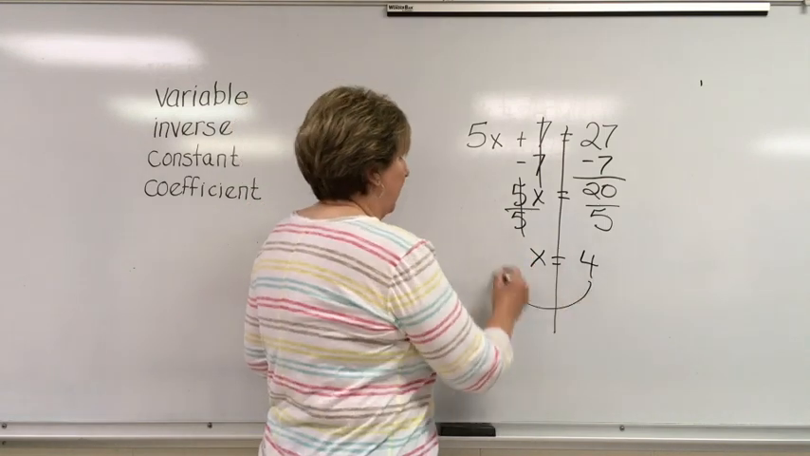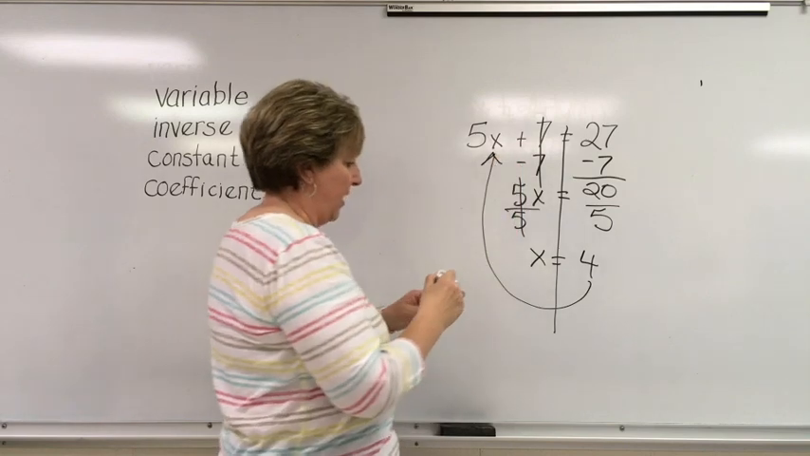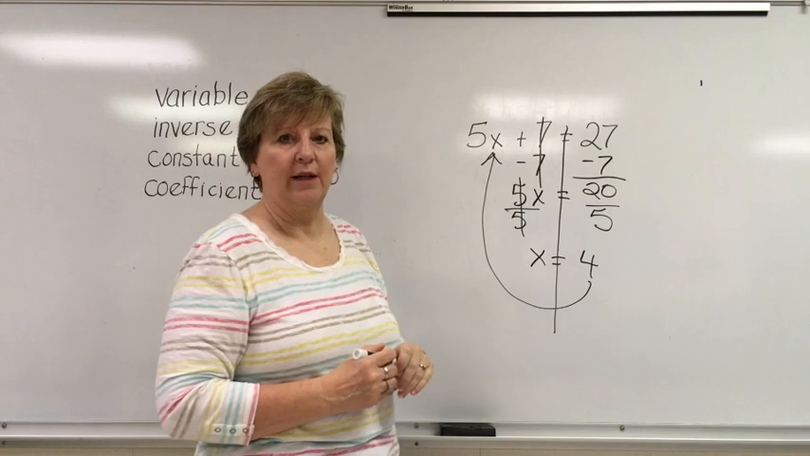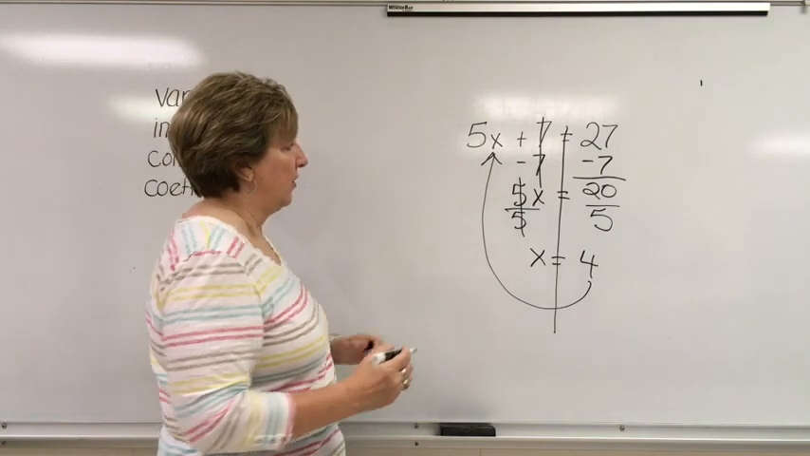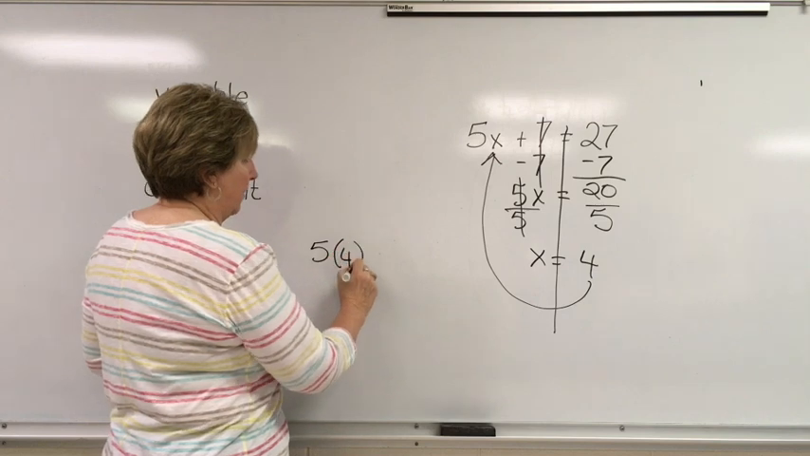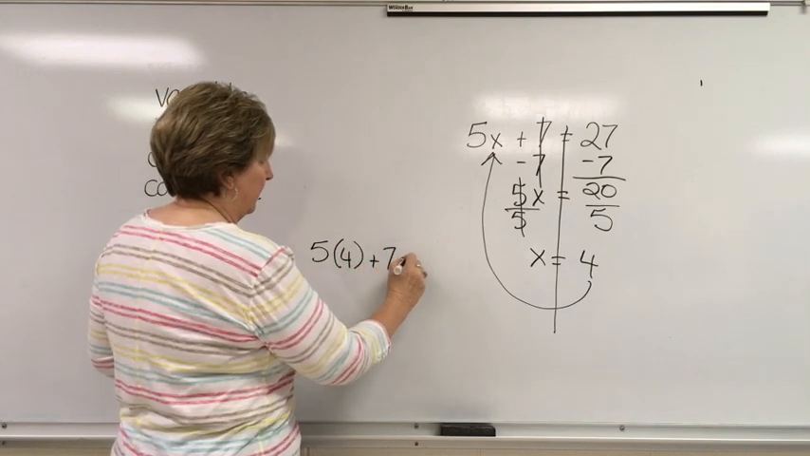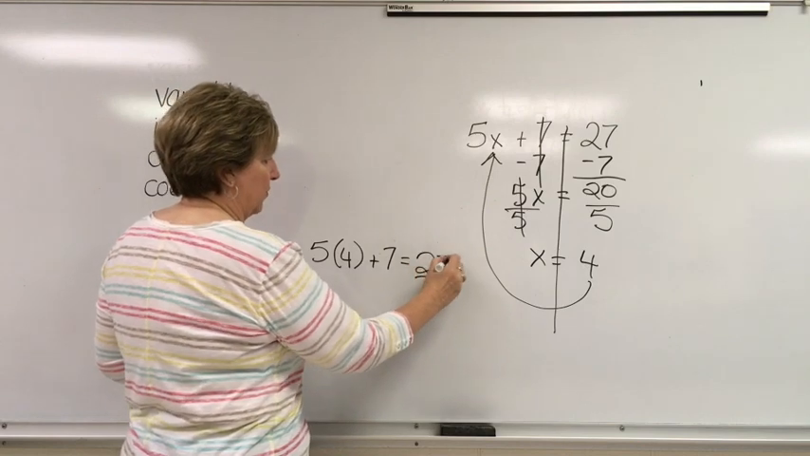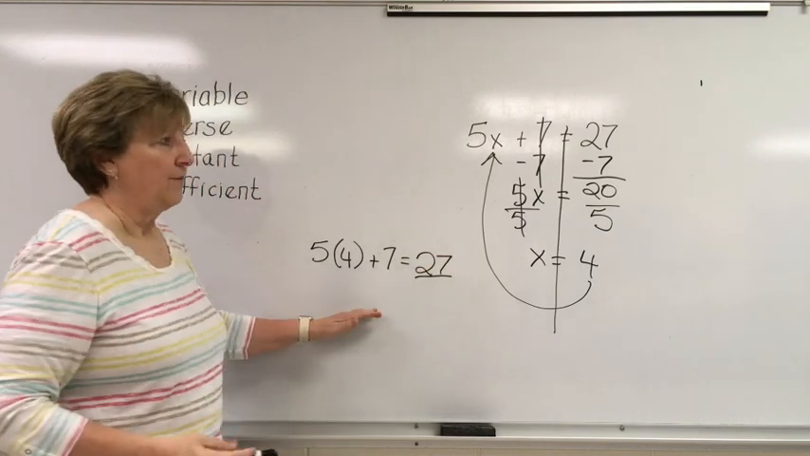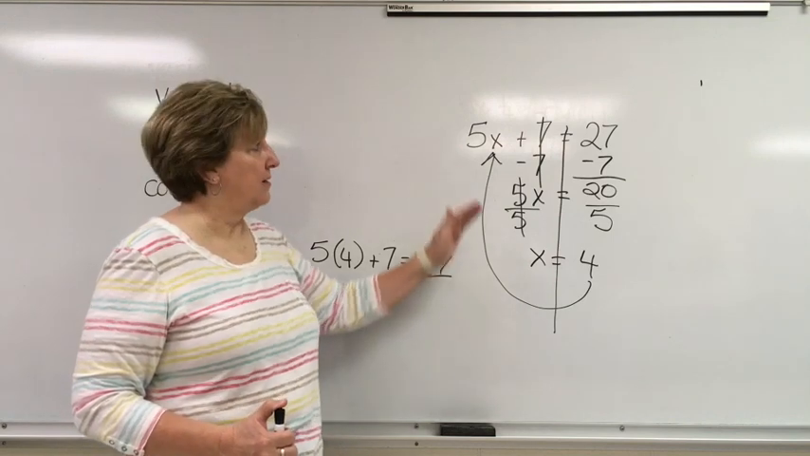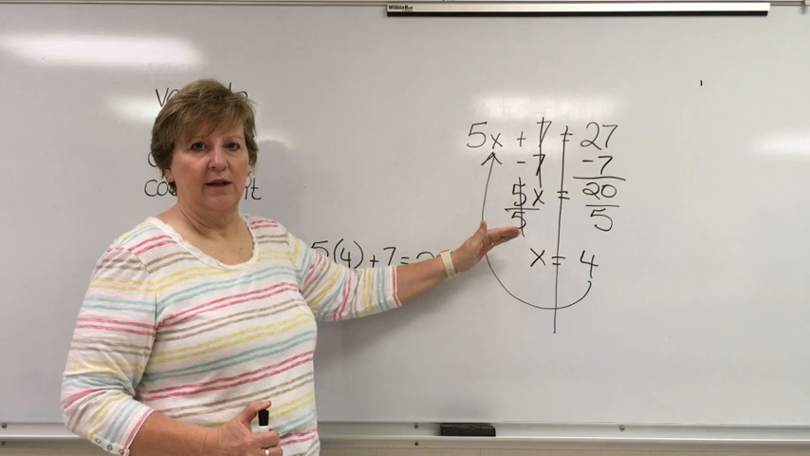So we need to check our answer. 5 times 4 is 20, plus 7 is 27. And if you can't do it in your head, you can write it out: 5 times 4 plus 7 equals 27. So that's a little story we're going to use to help us remember the process of the order of operations.